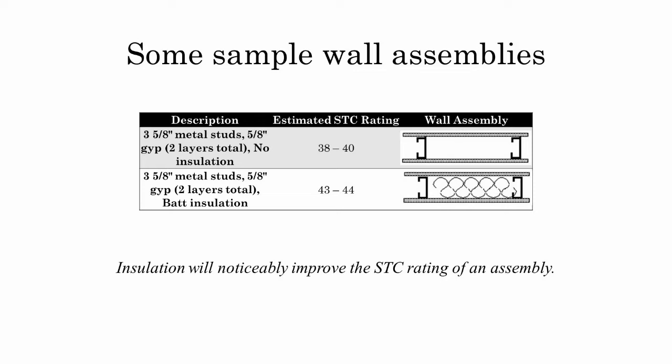Next is 3 5/8 inches metal studs with 5/8 inches gypsum with 2 layers in total, but it has batt insulation. The estimated STC rating is 43 to 44, and this is how it looks like. Insulation will noticeably improve the STC rating of an assembly.